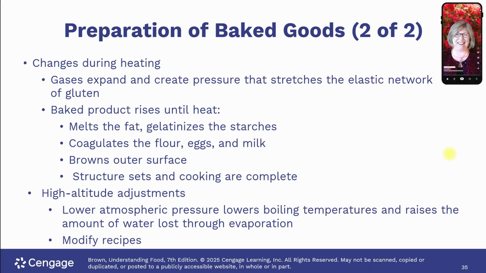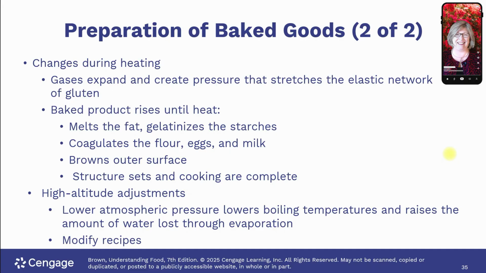So what happens during the preparation of baked goods while they're heating? Gases expand and create pressure that stretches the elastic network of gluten, which remember is a protein. And what do we know happens when proteins come under heat? They harden. So you're going to create a structure that will hold up and hopefully not fall if it's done right. So then as the product cools, it still will hold that crumb texture that you want.